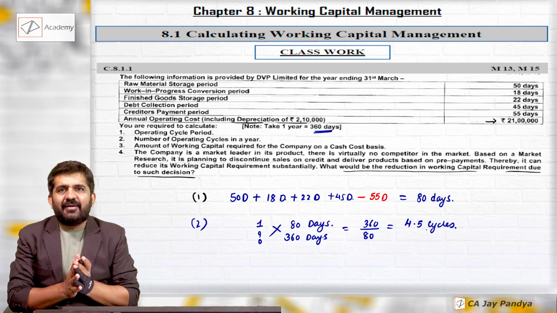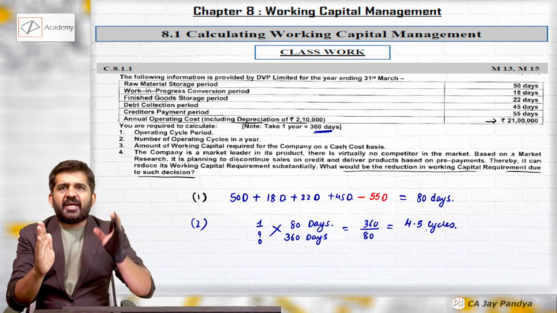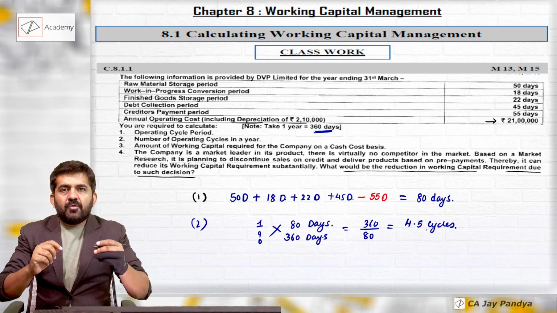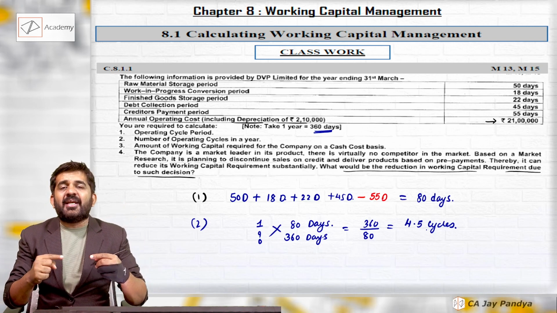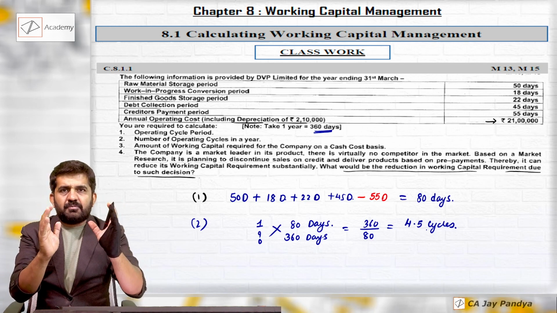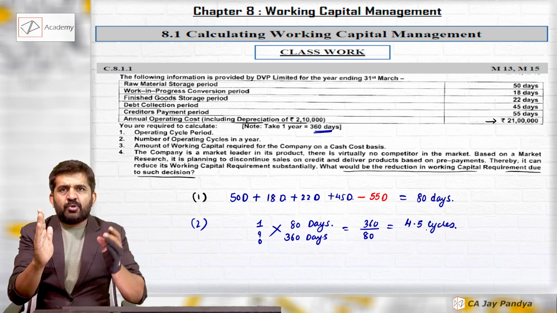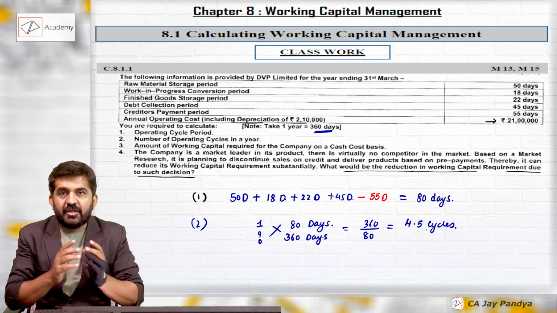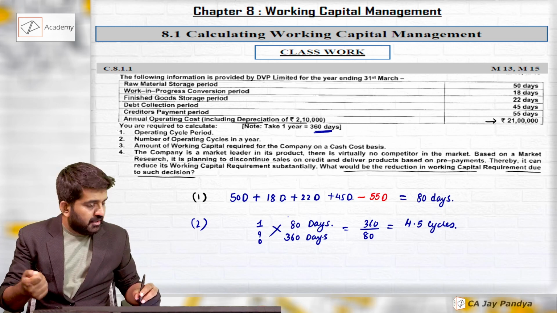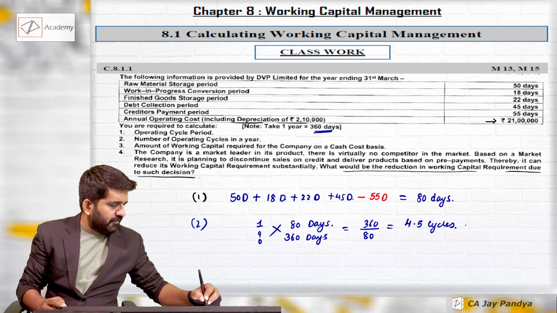So what is this? Try to understand. Cash will go out, cash will come in. Cash will go out, cash will come in. For working capital, how many times in a year will this happen? Cash goes out, cash comes in is one time. Cash goes out, cash comes in second time. This will happen 4.5 times in a year. So there are 4.5 cycles in a year.